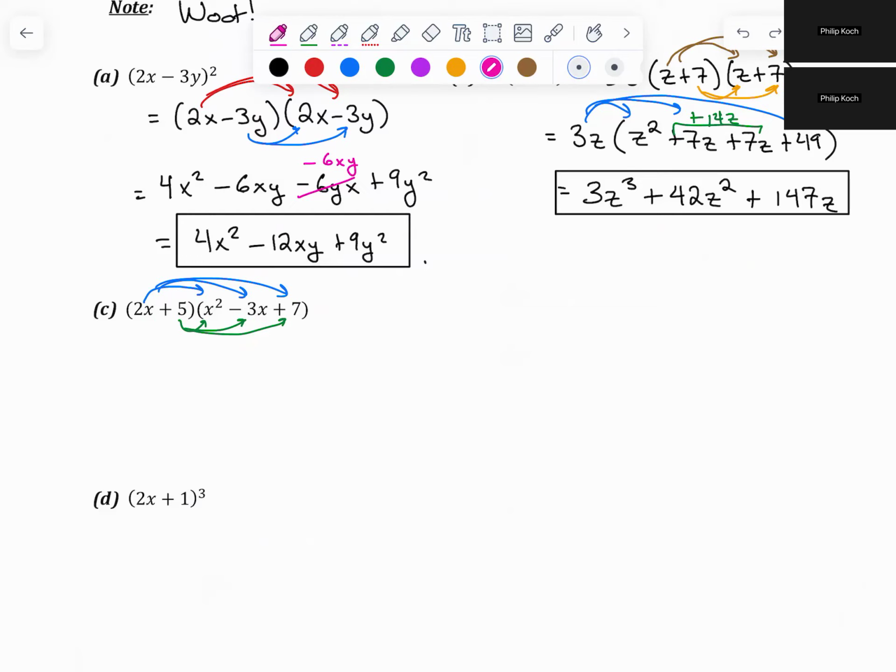So distributing in the blue distribution will give me 2x cubed minus 6x squared plus 14x. And then the green distribution will give me plus 5x squared minus 15x plus 35. And then there's going to be some like terms that can be combined. X cubed has nothing in common. The x squareds have some stuff in common, and the x terms, but the constant terms don't. So at the end of the day, we should get 2x cubed minus x squared minus x plus 35.